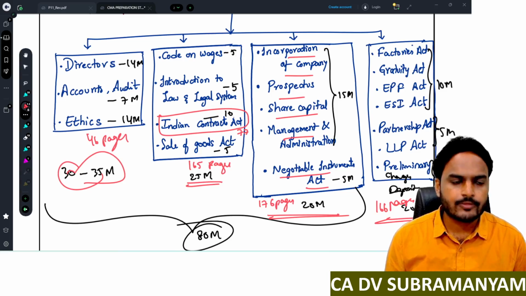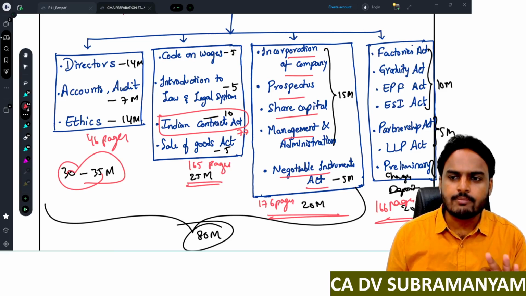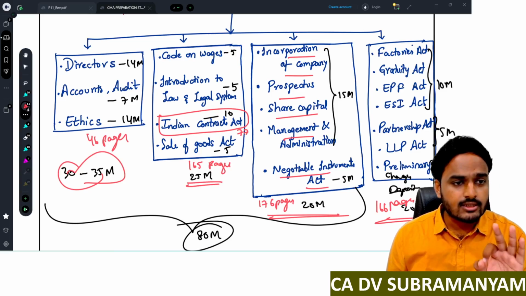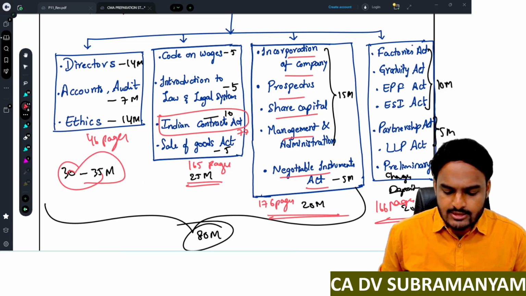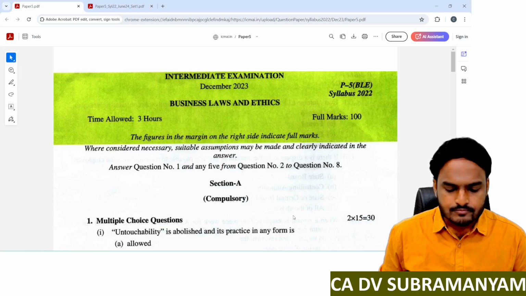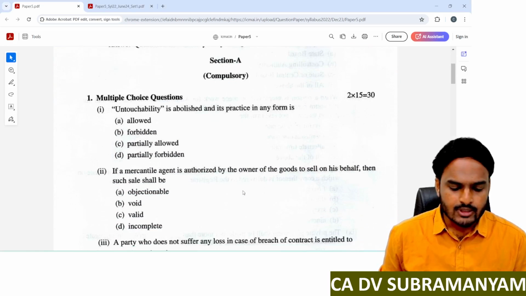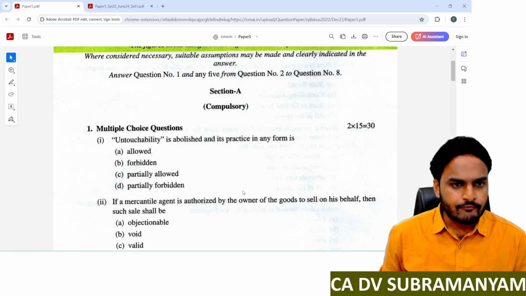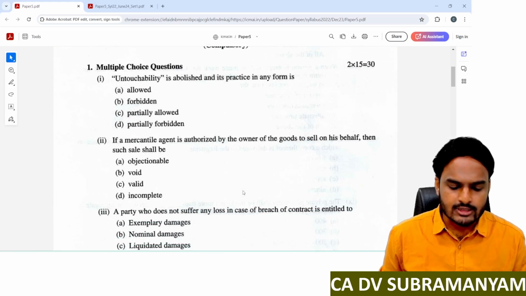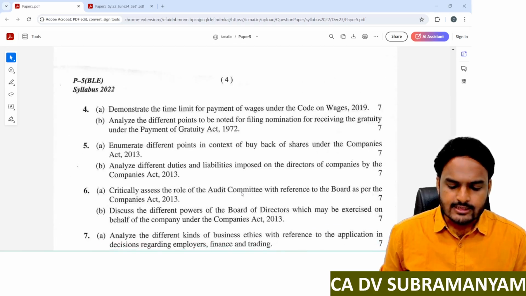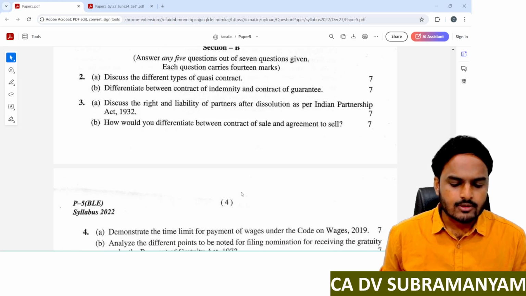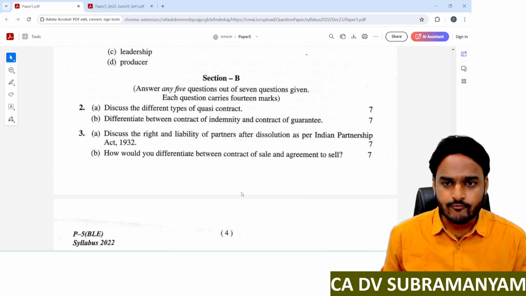Is it clear? So even if you prepare the first 3 parts, you can easily attempt 80 marks. So let me show you the past examination question paper and a recent mock test paper. Section A has a total of 15 questions, each carrying 2 marks, so 30 marks. Next, section B, descriptive questions. You'll be given 7 questions and you need to attempt 5.